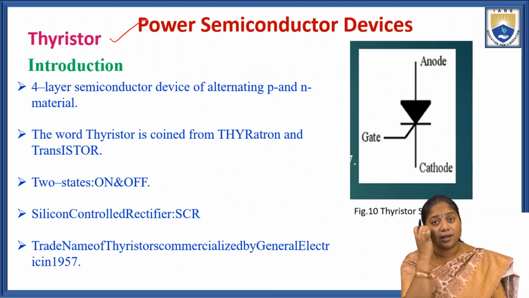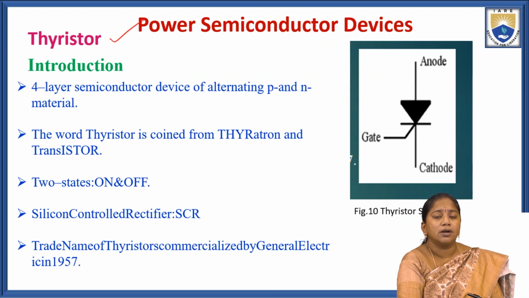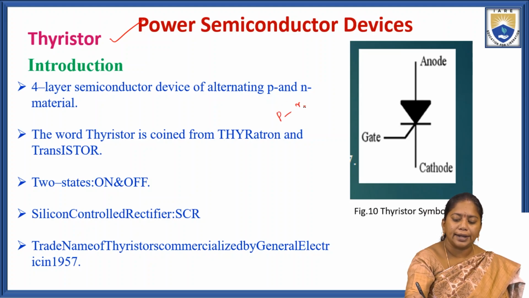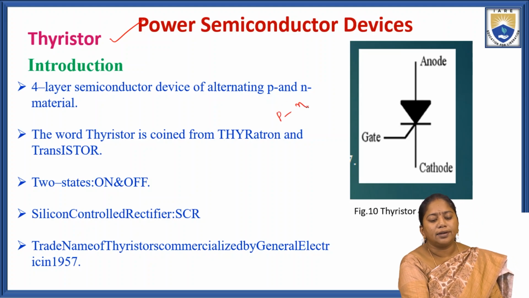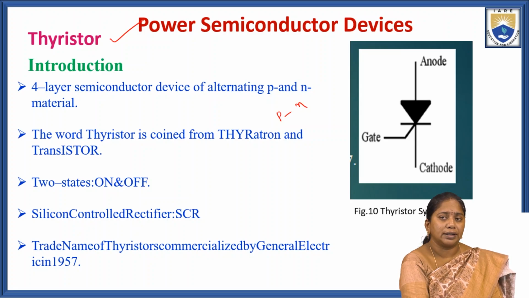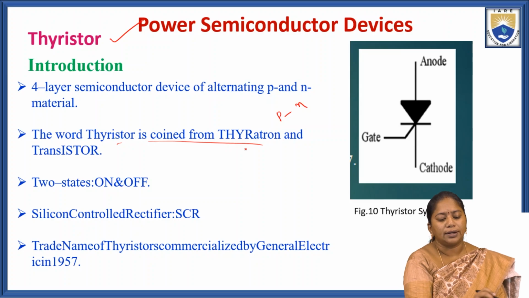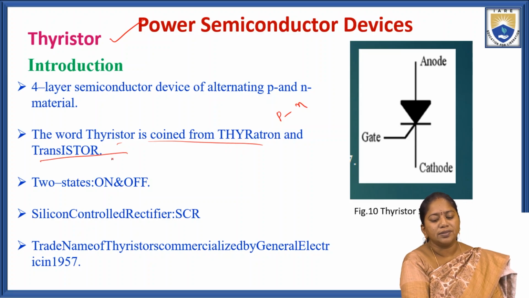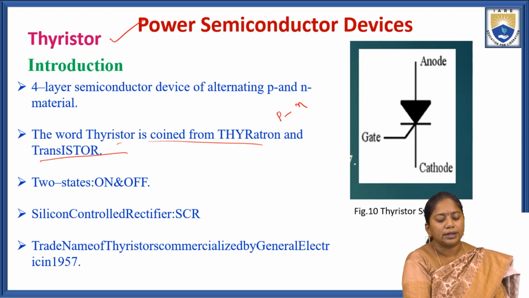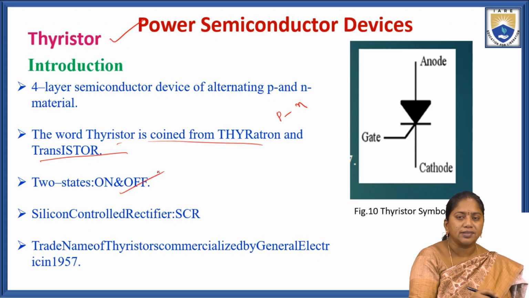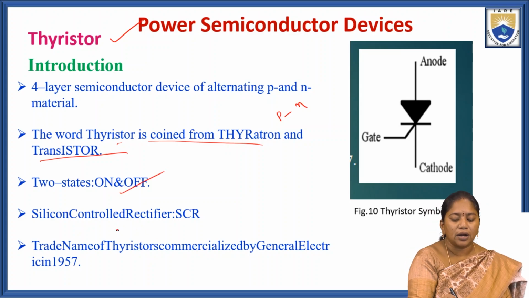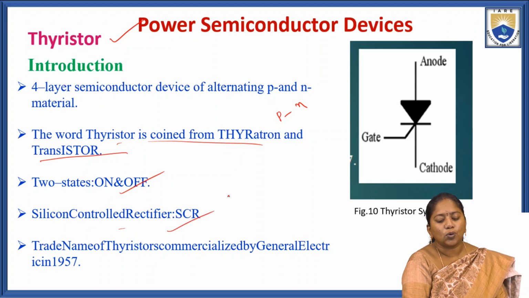The second topic is the thyristor. The thyristor is also a 4-layer semiconductor device of alternating P and N type materials, just like the Shockley diode. The word thyristor comes from thyratron and transistor. It has two states, one is on and the other is off. It can be used as a silicon controlled rectifier, simply called the SCR.